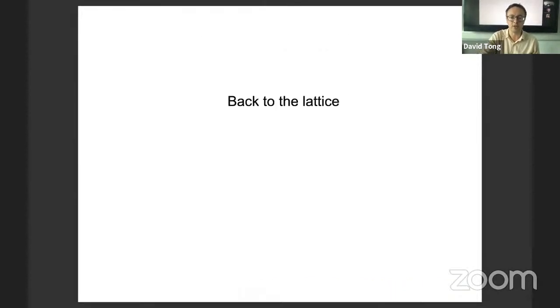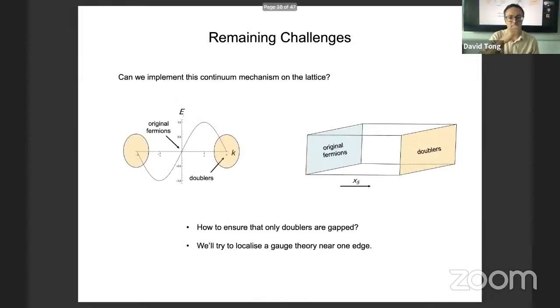All right, let me just say a few things about the lattice before I finish. The original Eichten-Preskill idea relied on strong coupling effects on the lattice at the lattice scale, and that seems to have been an obstacle towards realizing it. There are now continuum field theories that do the job of symmetric mass generation. So the question is, can we put those continuum field theories on the lattice in such a way that we can realize this Eichten-Preskill idea and gap the doublers on one side rather than another?